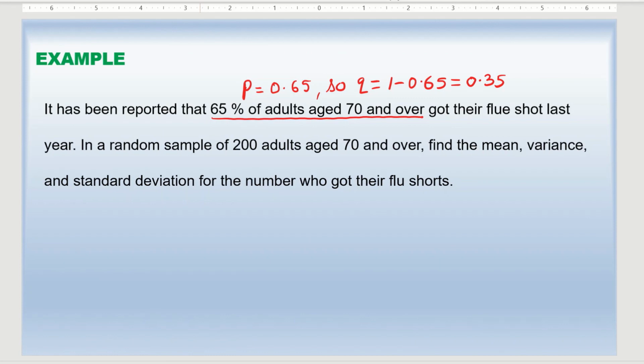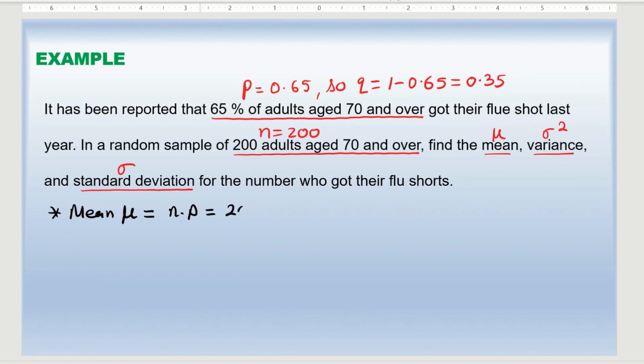Now in a random sample of 200 adults age 70 and over, so n is equal to 200, we have to find the mean, then the variance, which is sigma squared, and the standard deviation, which is sigma, for the number who got their flu shot. So let's work on this one by one. The first one is, let's find the mean. Mean mu is given by the formula n times p, where n is 200 multiplied by p, which is 0.65.